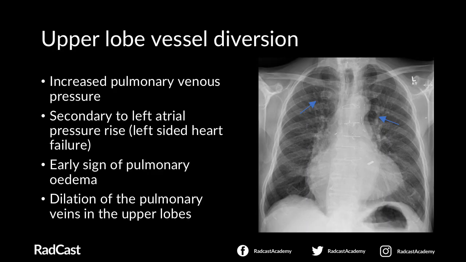Firstly, we have diversion of upper lobe vessels. This occurs because of the failing left heart. Remember, we're assuming left-sided heart failure in all of these cases, being unable to pump through its venous return from the pulmonary veins, as the pulmonary venous pressure increases secondary to a rise in left atrial pressure. This is one of the earliest signs of a developing pulmonary edema, and it can actually be seen on the chest x-ray as the pulmonary veins in the upper lobes begin to dilate, as we can see on the chest x-ray here, signified by the arrows on both sides.